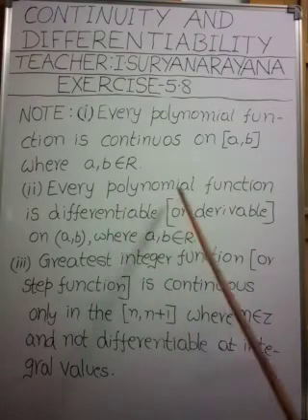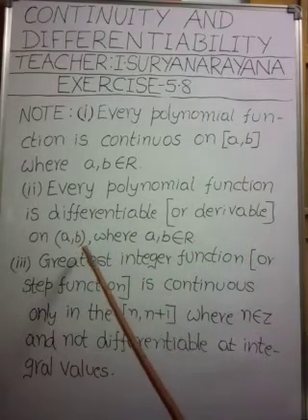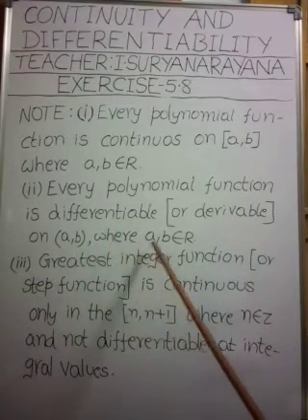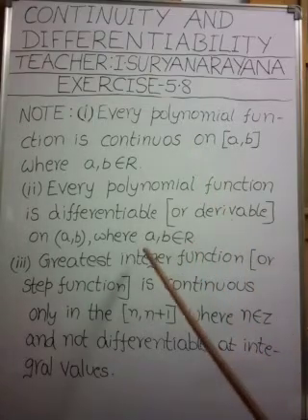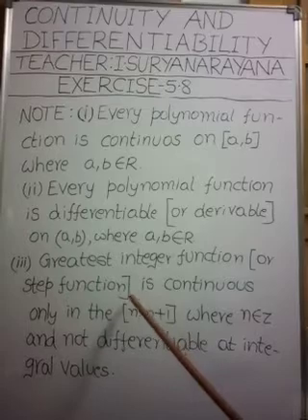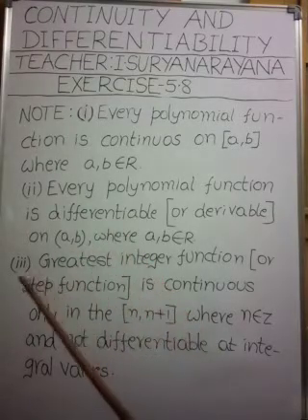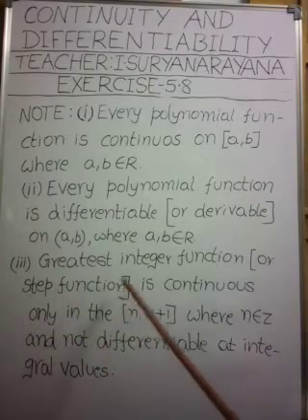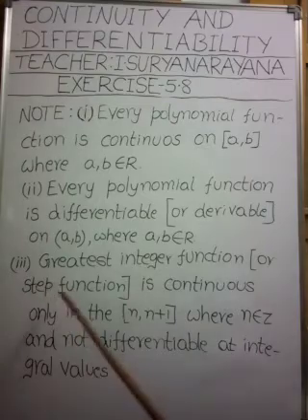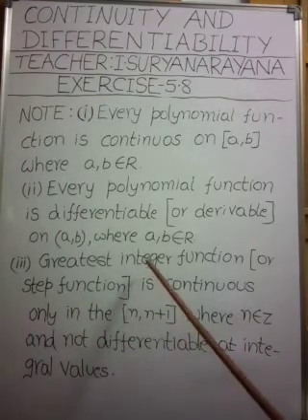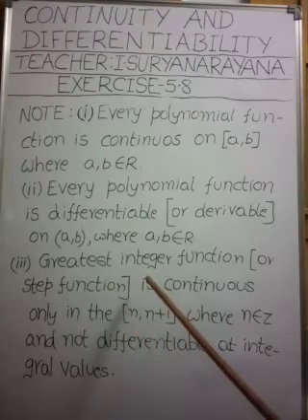So every polynomial function is differentiable on the open interval (a, b), where a, b belong to R. These are very important, very useful points for exercise 5.8. Now come to the third point, the greatest integer function. This function is also called the step function. Greatest integer function or step function, both mean the same.